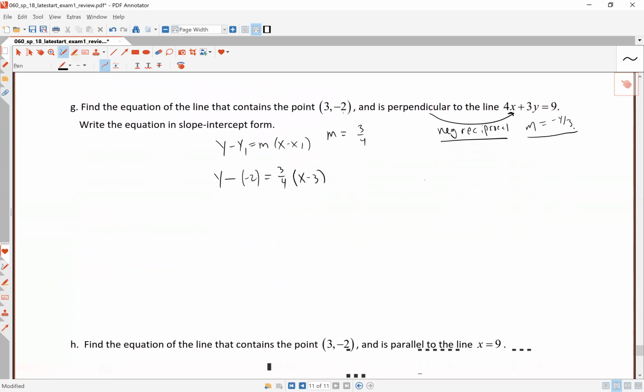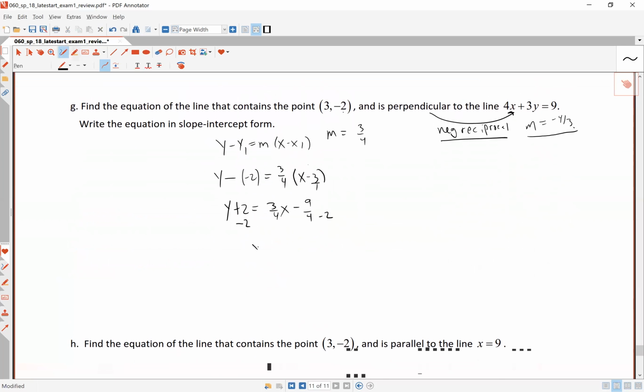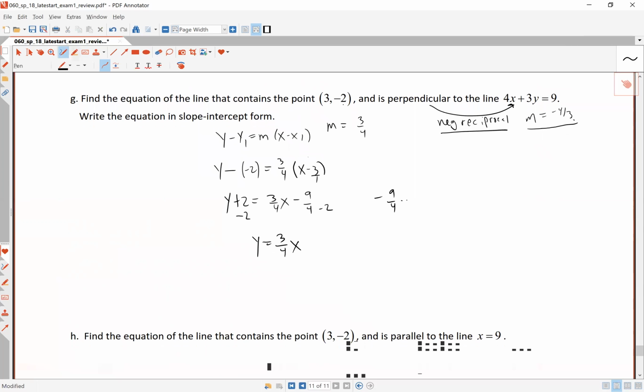And then we write that in slope-intercept form by distributing 3/4 across, get 3/4 x. And this is over 1, so that's 9/4. Subtracting 2 from both sides, we have y equals 3/4 x, negative 9/4 minus 2. Minus 2, that's negative 8/4. And so that's negative 9 minus 8 is negative 17 over 4.